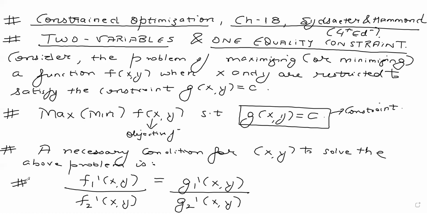So I'm quickly revising this with all the students. We are dealing with an optimization problem involving two variables x and y and one equality constraint. The objective is to maximize or minimize the objective function f of x, y, subject to the constraint g of x, y equal to c. The necessary condition is that the pair x, y satisfies f1 dash x, y upon f2 dash x, y equal to g1 dash x, y upon g2 dash x, y.